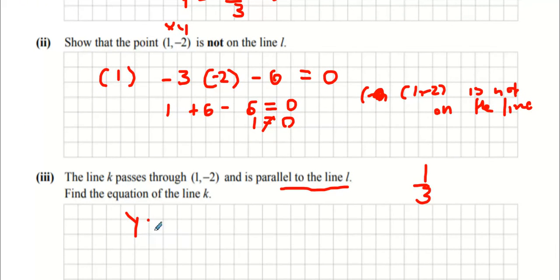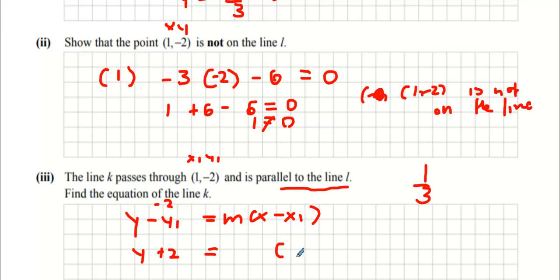Find the equation of K. So y minus y1 equals m into x minus x1. We just need one point that's on the line. We're told that (1, -2) is on that line, so it's going to be y minus negative 2, which is y plus 2, and then it's going to be x take away 1. Replace in m equals 1/3.